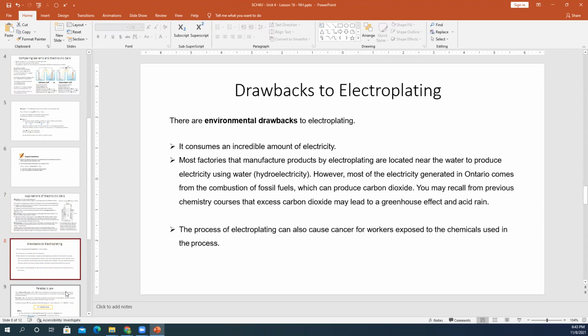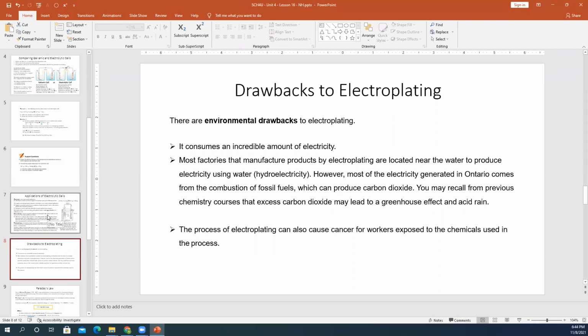There are some drawbacks to electroplating. Many of them are environmental. As you can imagine, electroplating and electrolytic cells consume an incredible amount of electricity, because you have to overcome these non-spontaneous reactions and push the electrons from a lower energy level to a higher energy level. It doesn't happen spontaneously, so it consumes incredible amounts of electricity.